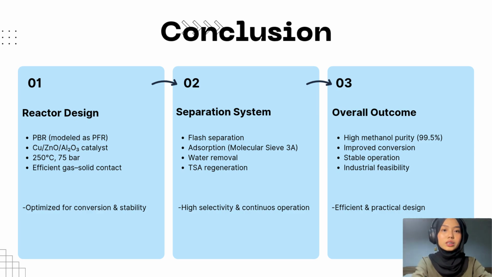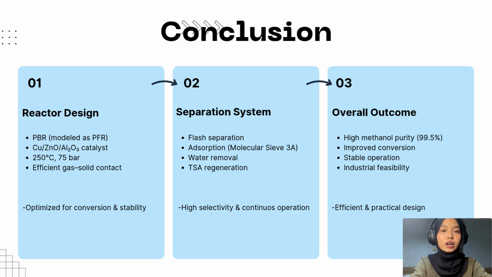Next, for the separation system, we apply a combination of flash separation and adsorption. The flash unit helps to initially separate components, while adsorption using molecular sieve 3A is used specifically for water removal. We also implemented temperature swing adsorption, or TSA, for regeneration of the adsorbent. This combination allows us to achieve high selectivity while maintaining continuous operation.